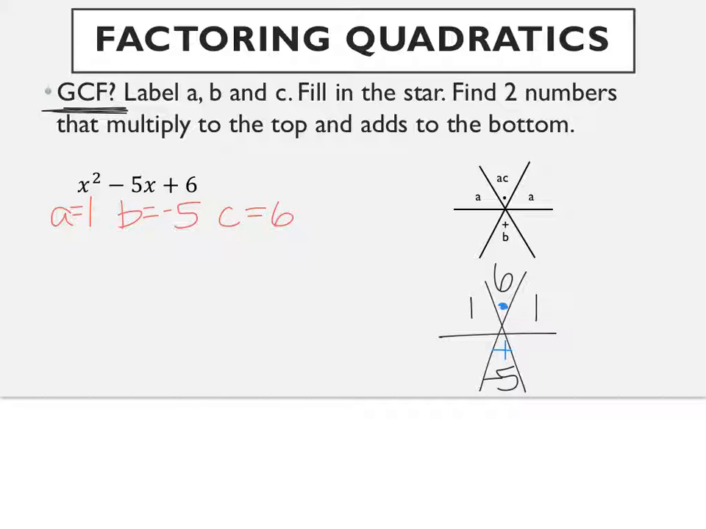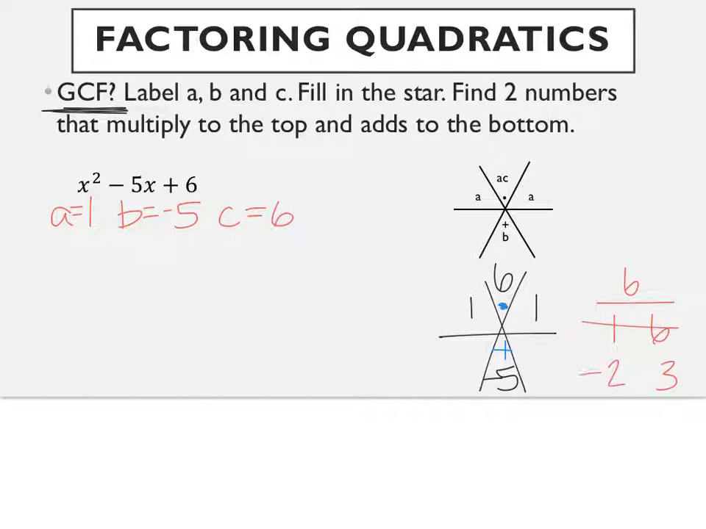If you can't figure out the 2 numbers right away, the best way to figure this out is on the side here, I'm going to list off anything that multiplies to the number on top. So I have 1 and 6 and 2 and 3. 1 and 6 could add to negative 5, but they couldn't. For it to multiply to positive 6, they would have to either both be negative or both be positive. So that could not add up to negative 5.